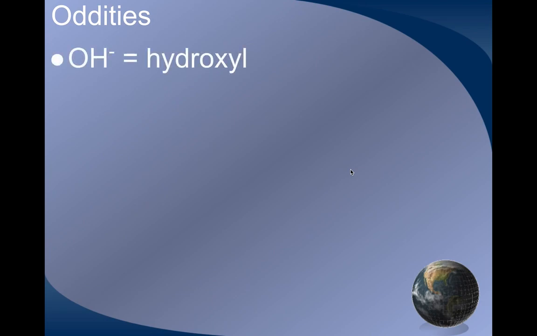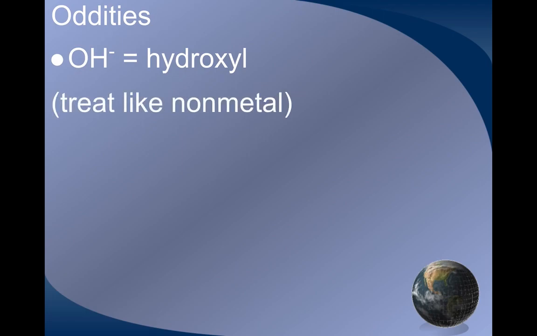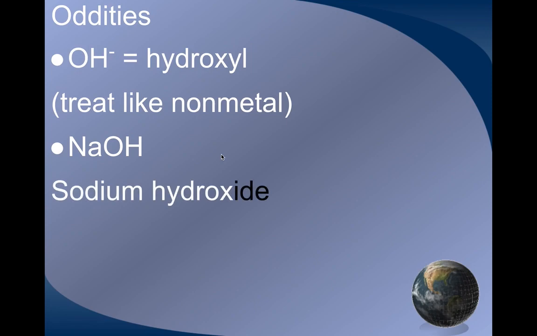Next we have hydroxyl, OH-. So you're going to treat it like a non-metal. Even though it's got 2 elements in it, it looks like a polyatomic ion. When you name it, pretend it's like a non-metal. So even though this has 3 caps, you recognize OH is hydroxyl. So metal, non-metal, you would change the ending to sodium hydroxide instead of just sodium hydroxyl.